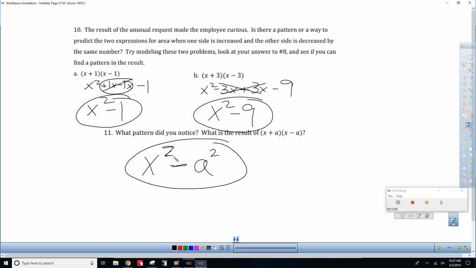x squared minus a squared. Does that make sense? You see the pattern? What's 3 times 3? 9. That's negative 9. 1 times 1. 1. That's negative 1. Is that it?